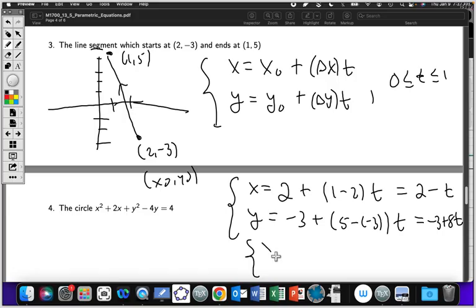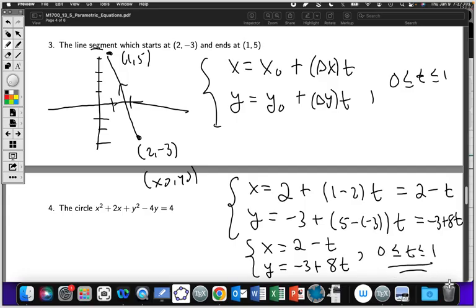So basically what we're saying is I'm going to start at x equals 2, and I'm going to move -1 unit in the x direction. That would take me to 1. I'm going to start at -3. I'm going to move +8 units in the y direction to get me to 5. And this will happen over the span from t equals 0 to 1. Right? So when t equals 0, these cancel out. I should be at my initial point. So when t equals 0, I'm at the point 2, -3.